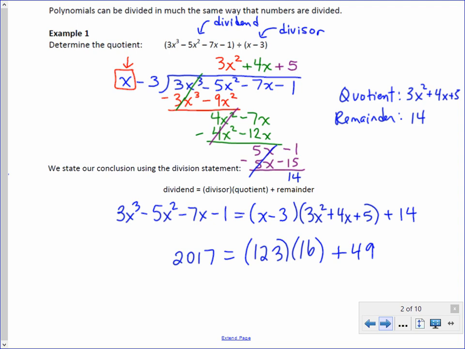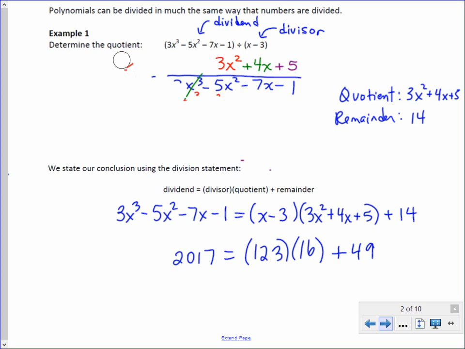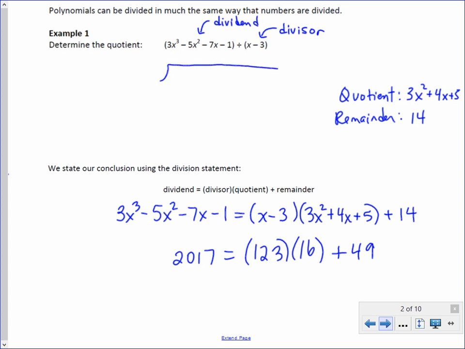Now, I'm going to erase this, and I'm going to do it one more time, and you guys can do it with me, because sometimes just copying it doesn't help, since I just wrote down a whole bunch of things. So I'm going to redo the question. Whenever you do one of these questions, I'm going to put 3x cubed minus 5x squared minus 7x minus 1, with x minus 3 in front.